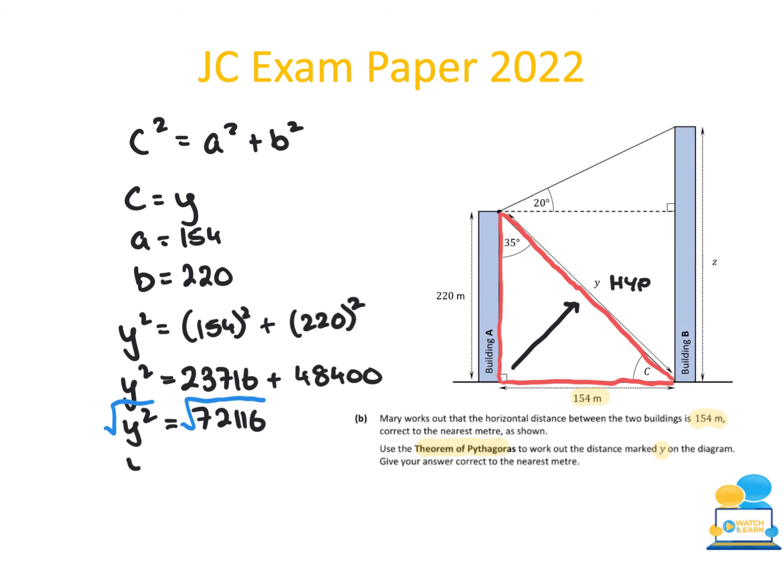That then gives me that y is equal to the square root of 72,116, which is 268.54 metres. Now the question again asked me to round it to the nearest whole metre. So looking at my number after the decimal place, it is 5. That is going to make the 8 round up to 9. So that will give me a value of y equal to 269 metres, and that is my value for y in the diagram there.